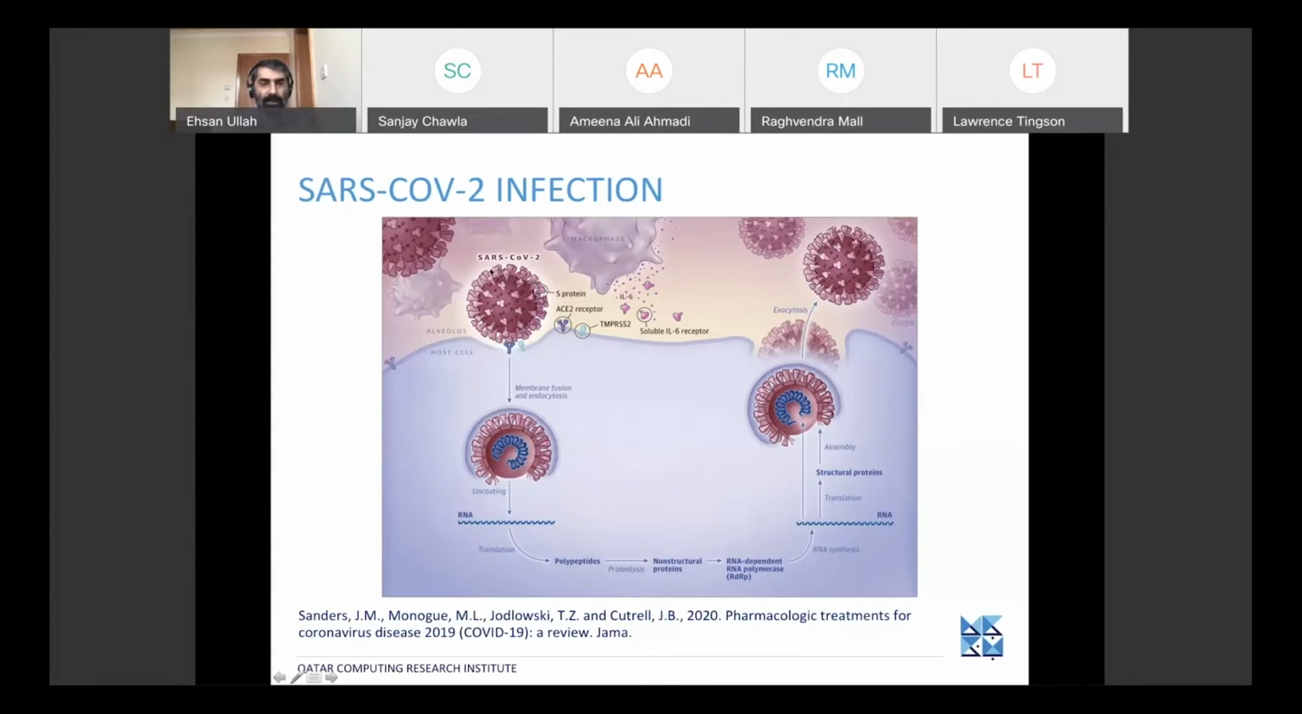What happens is that when a SARS coronavirus tries to infect a cell, it attaches itself to one of the receptors, which is the ACE2 receptor, through its S protein or the spike protein. And by the interaction of this spike protein with the TMPRSS receptor available on the surface, this enables membrane fusion and endocytosis, and the virus enters into the cell. Once the virus enters the cell, it uncoats its envelope, and the RNA of the virus is released into the cell. From this released RNA, translation happens, polypeptides are generated, and non-structural proteins are manufactured, which later are used to produce RNA of the virus and structural proteins. New viruses are assembled, and those viruses are then excreted to the extracellular environment through the membrane.